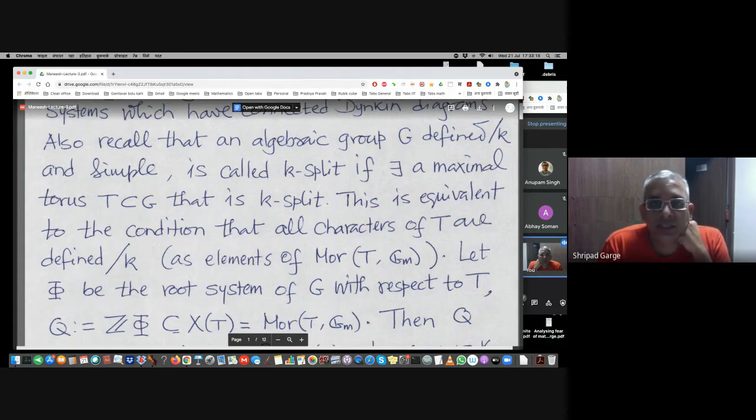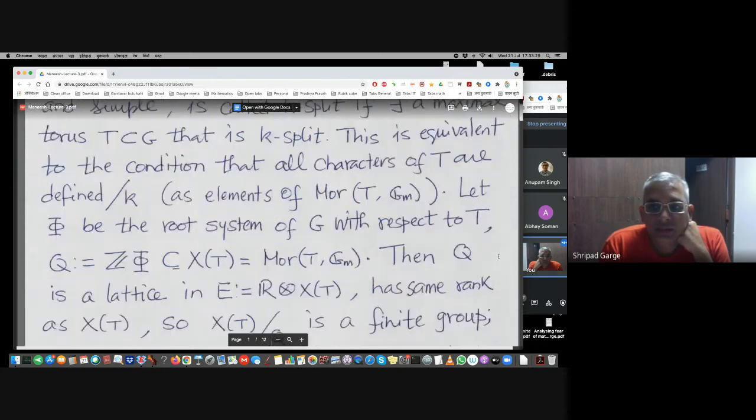That means all its characters are defined over K, or it is isomorphic to Gm × Gm × ... × Gm, r times, over the field K itself. That is the equivalent condition.